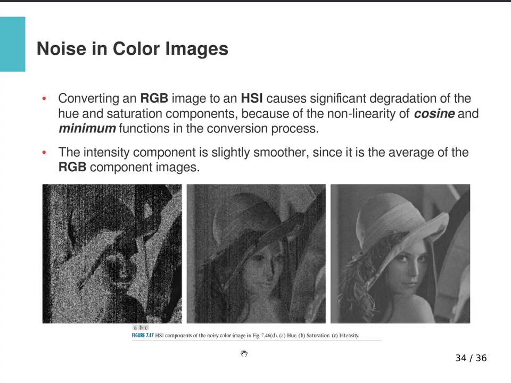Why? Because to calculate the intensity component, we basically take the average of red, green, and blue. And if you remember from the earlier lectures of the course, we said that if we have a set of noisy images that have independent noise, if we take their average, we basically eliminate noise while we increase the amount of signal.